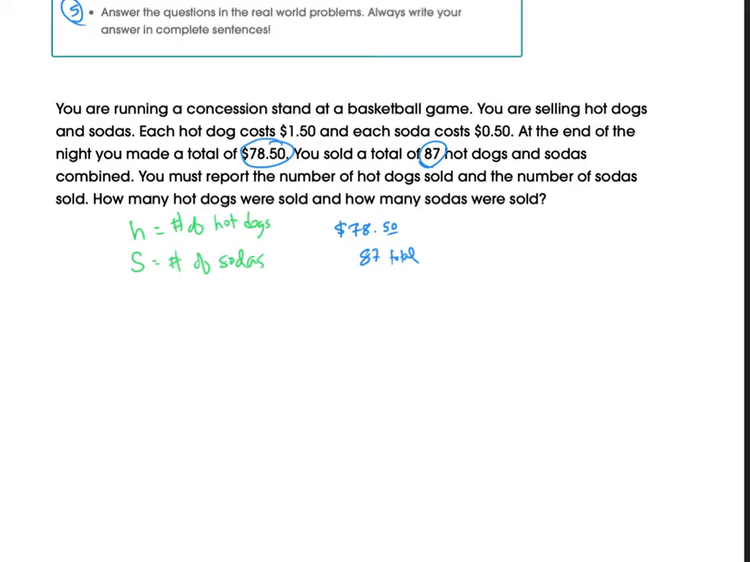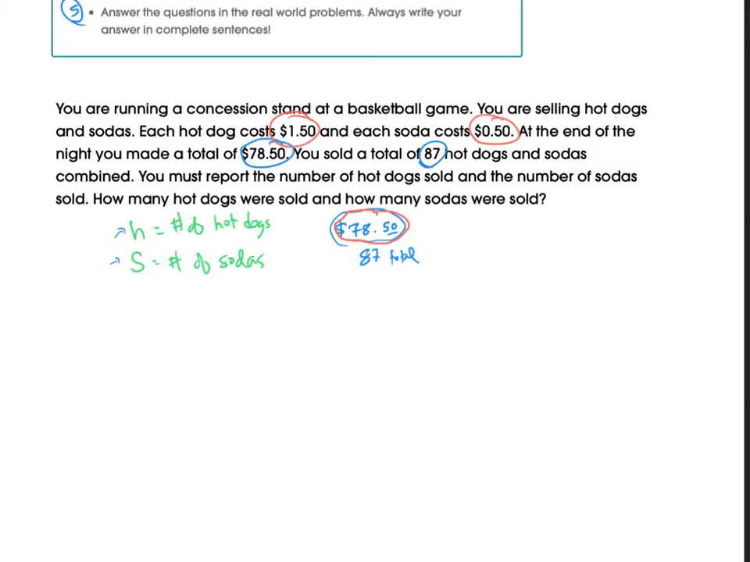And the first thing I'm going to do is say, okay, let's look at this $78.50. This is money, right? But my variables are in terms of numbers of hot dogs and sodas, not in terms of money. So I would need to find something in the problem that helps me convert the number of hot dogs into money and the number of sodas into money. So I want to read back through the problem and look for something that tells me how much each thing costs per item. So here's that information. Each hot dog costs $1.50. Each soda costs 50 cents.